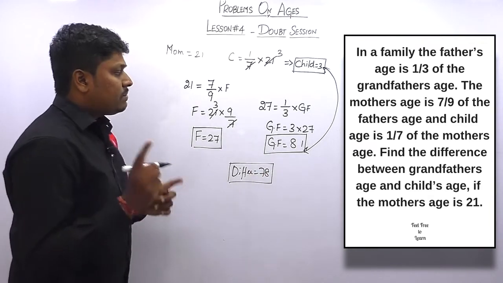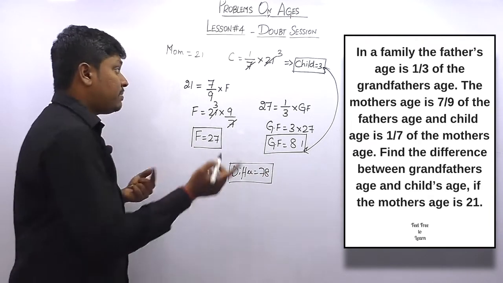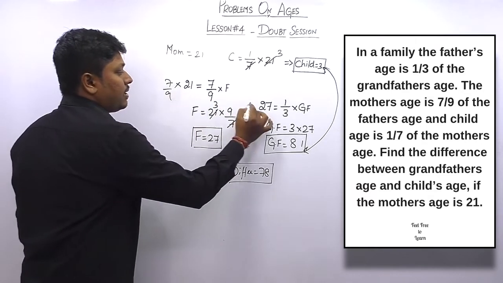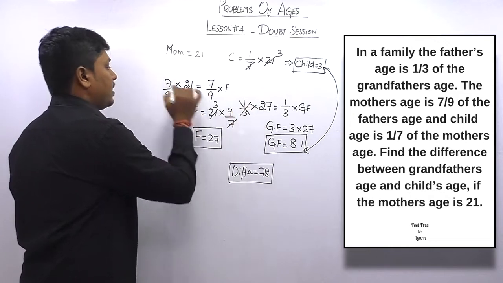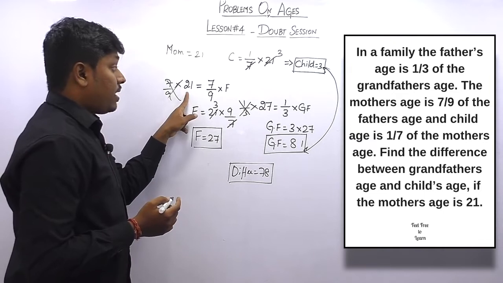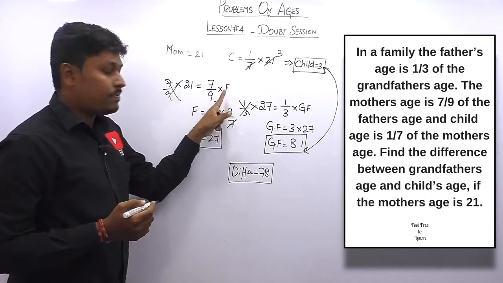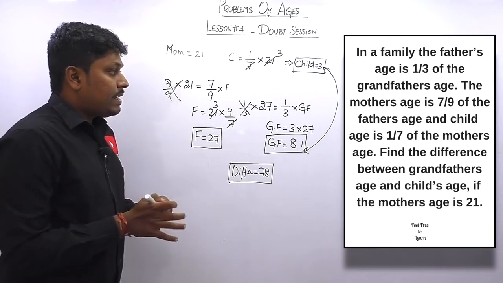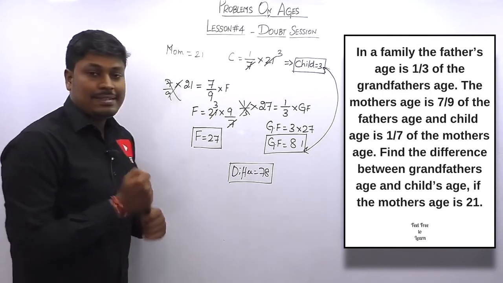It's a really easy question, but kindly don't make mistakes here. Beginners, some students, what they used to do is they write 7/9 here, similarly they write 1/3 here. No, it is wrong, right? So the comparison is most important, right? So father's age, mother's age is 7/9 of the father's age. So father into 7/9 is equal to mother's age. So finally the answer for question number 3 is 78.